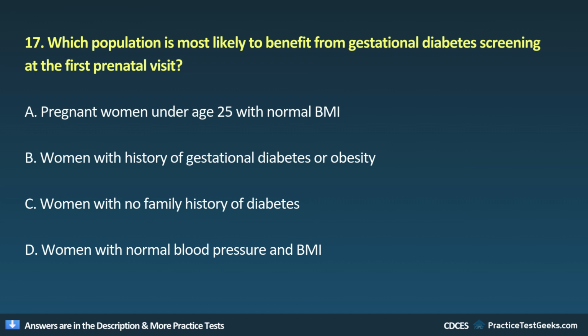17. Which population is most likely to benefit from gestational diabetes screening at the first prenatal visit? A. Pregnant women under age 25 with normal BMI. B. Women with history of gestational diabetes or obesity. C. Women with no family history of diabetes. D. Women with normal blood pressure and BMI.